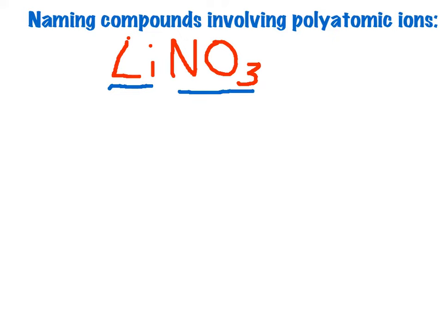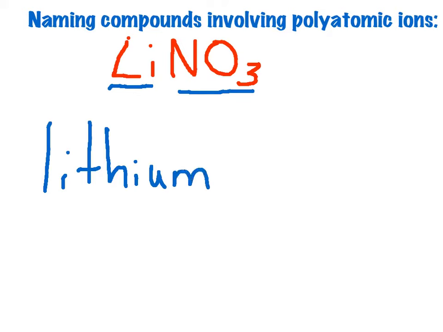So here's how we name it, and it's really simple. You write the metal first, lithium, and then the polyatomic ion is nitrate. You don't have to change any endings, you don't have to do anything to these words, just the metal as it is on the periodic table, and the polyatomic ion, nitrate, exactly as it's written on your table of polyatomic ions.